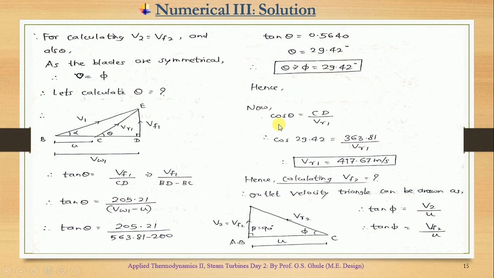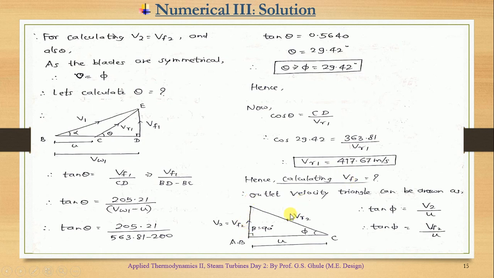Now our target is to find VR1. Why VR1? Because from this theta, if we calculate VR1, it will be easier for the next calculations. So if I apply the formula for cos theta, it will be CD, which is the adjacent side, upon the hypotenuse, which is VR1. Theta we have just calculated, and CD we have calculated earlier, over here. So VR1 will be 417.67 meter per second.